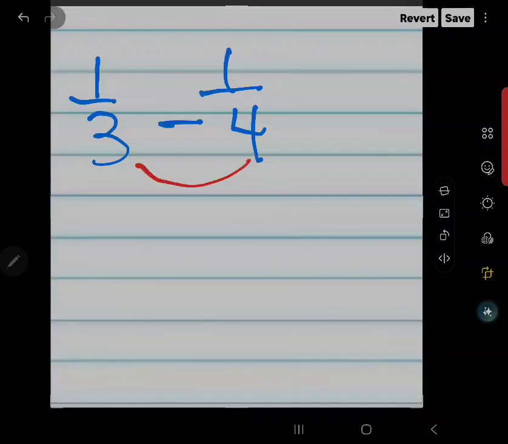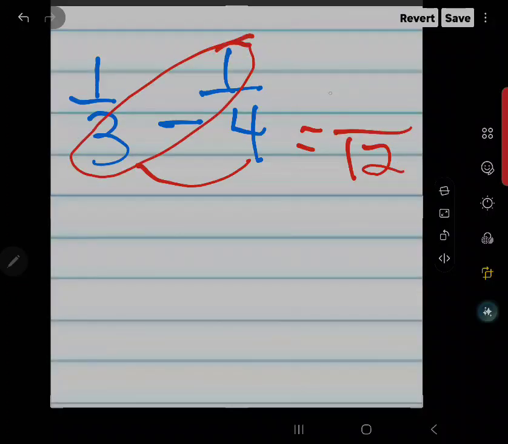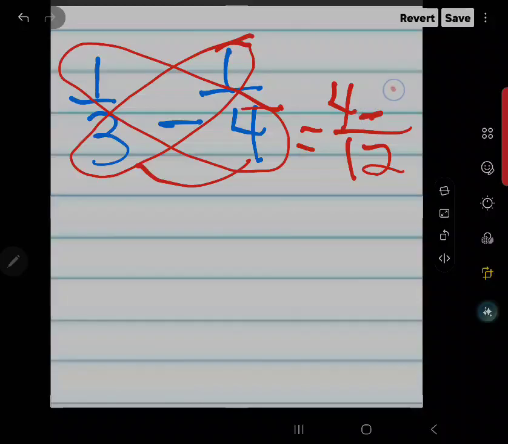All right, so let's do another. All right, let's see. This one is 1/3 minus 1/4. All right. So again, all we're going to do is multiply that times that. 3 times 4 is 12. And then we're going to do the left side first. 1 times 4, that's 4. And then 3 times 1 is minus 3.